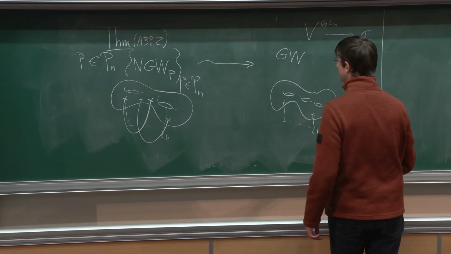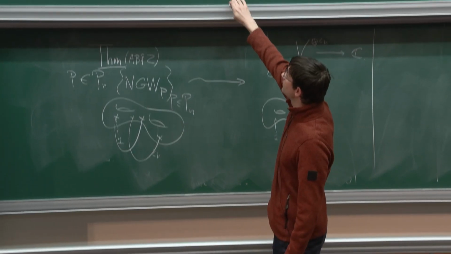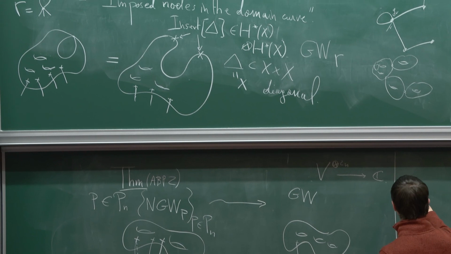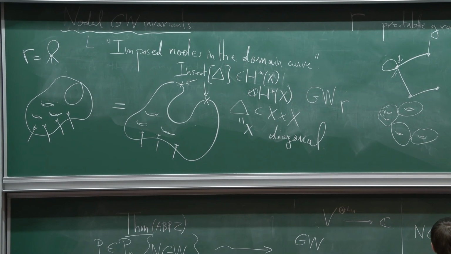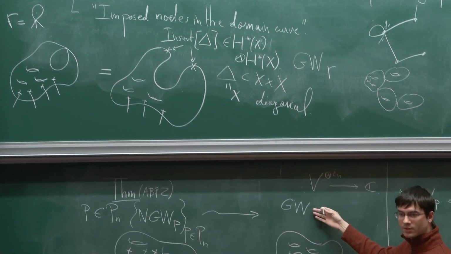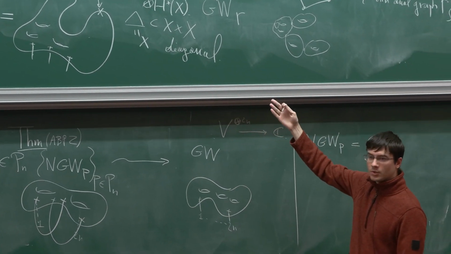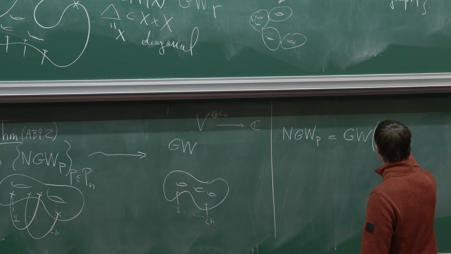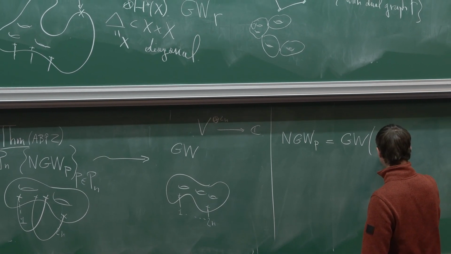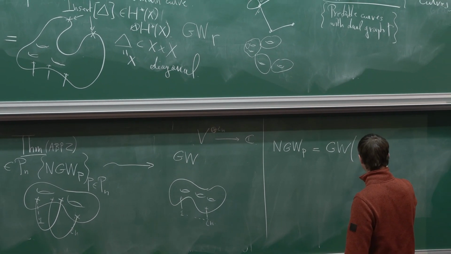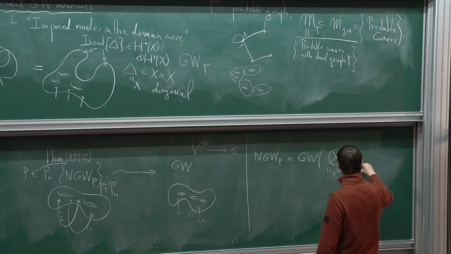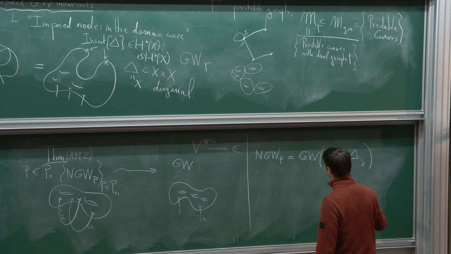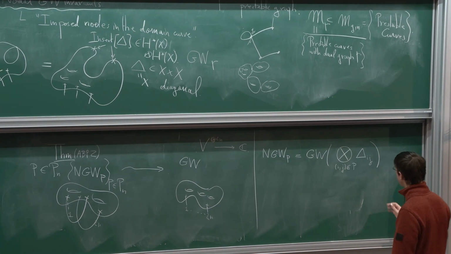And the reason for that is by the splitting axiom, by the splitting property, these nodal Gromov-Witten invariants are actually equal to these Gromov-Witten invariants, but evaluated on diagonal classes. So evaluated on, let me write, over the product of the pairs inside the pairing of delta ij, where delta ij is a diagonal in the place i and j.